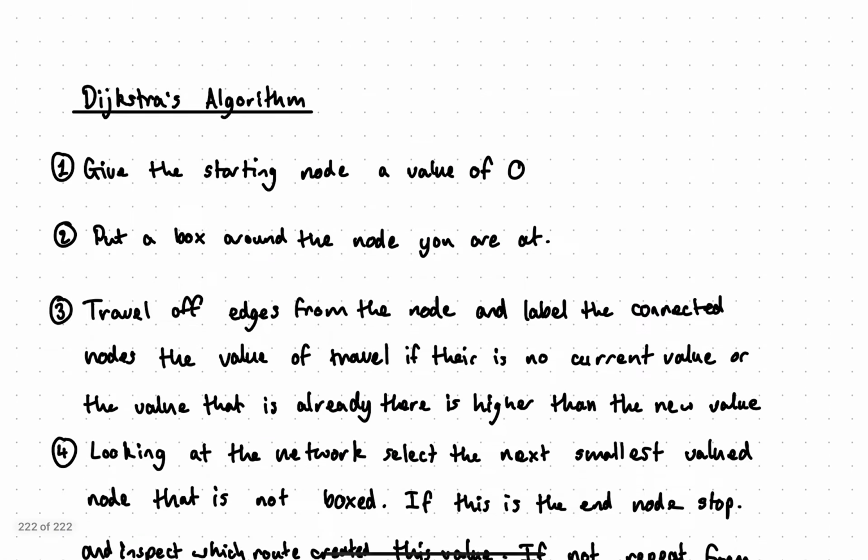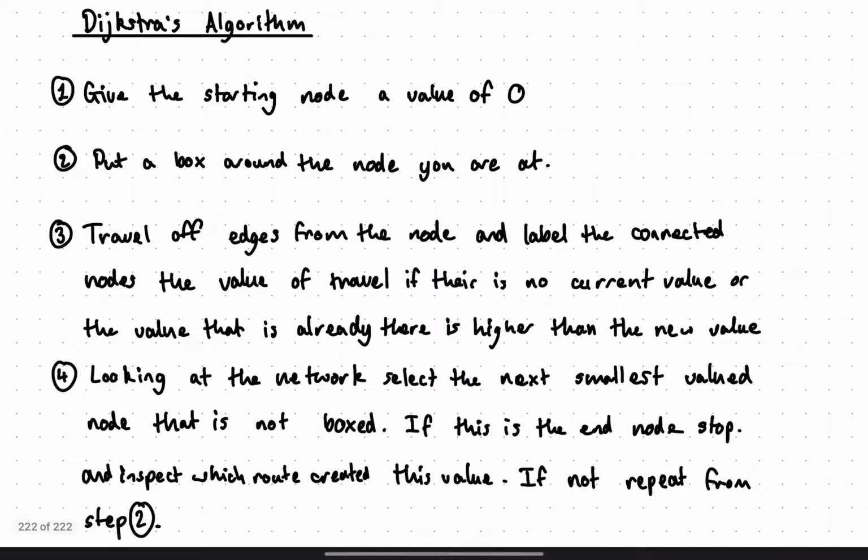So looking at Dijkstra's algorithm, it says, give the starting node a value of 0. And this is an abridged version of Dijkstra's algorithm without an extra bit of work, but it's all we're going to need for our purposes. So we're going to use this: give a starting node a value of 0.